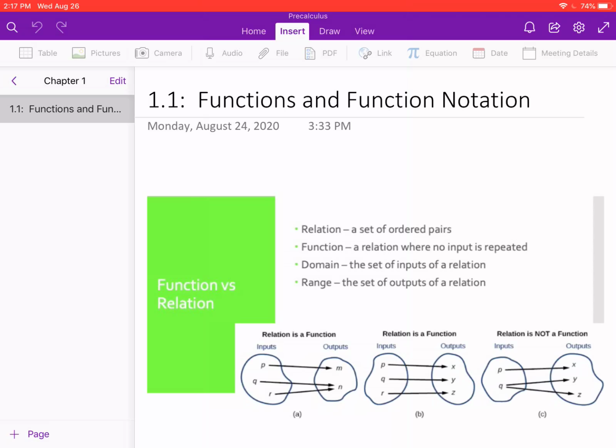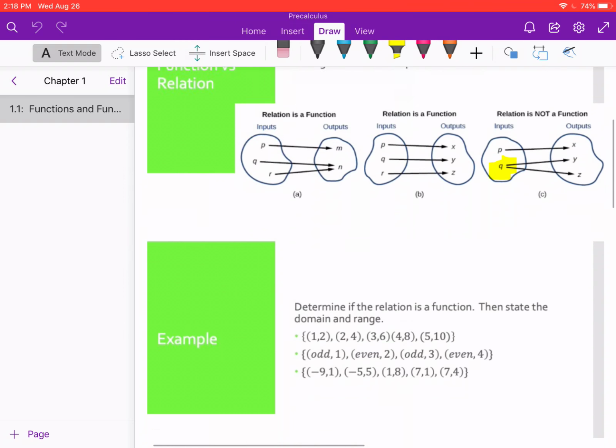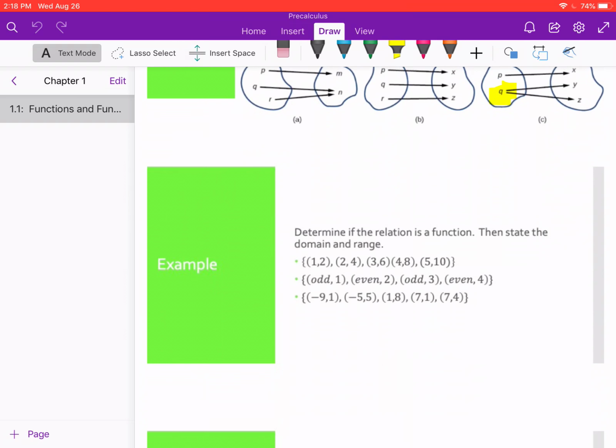So if we're looking down here at the bottom, the first two are functions, but the last one isn't. Notice that in the last one, we have two outputs that go with the one input q. So that makes it not a function. And then just a refresher: the domain is the set of all the inputs and the range is the set of all the outputs. So we want to determine if each relation is a function and then state the domain and range.